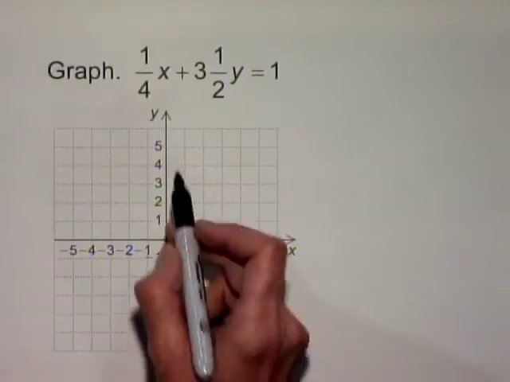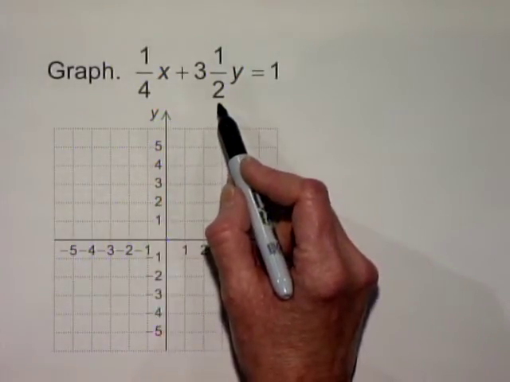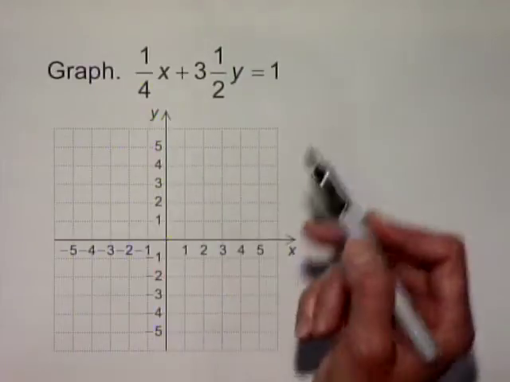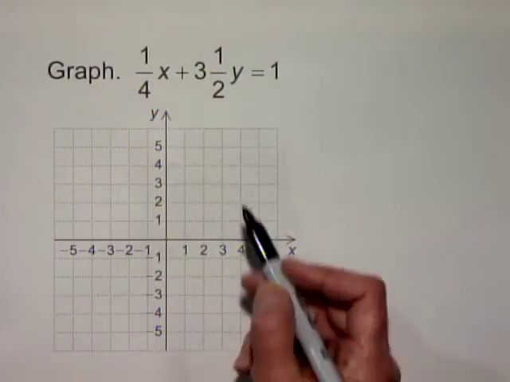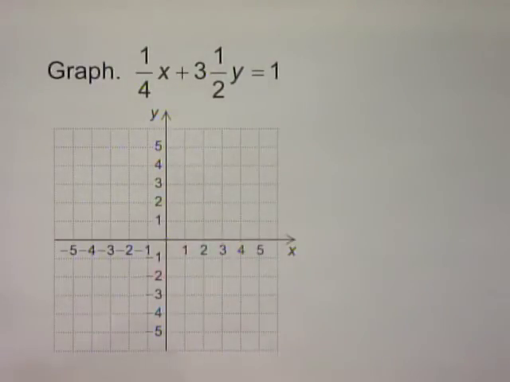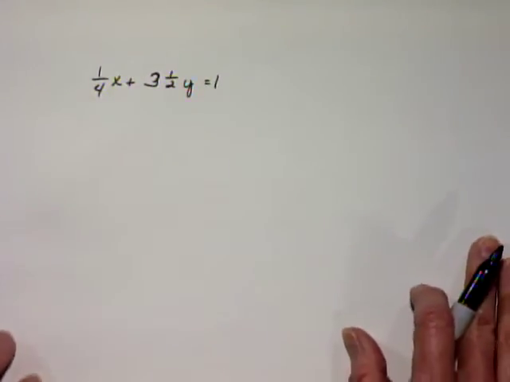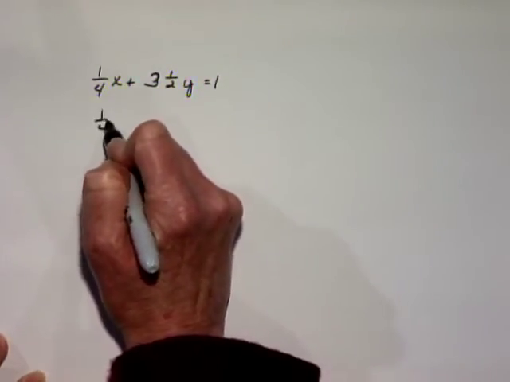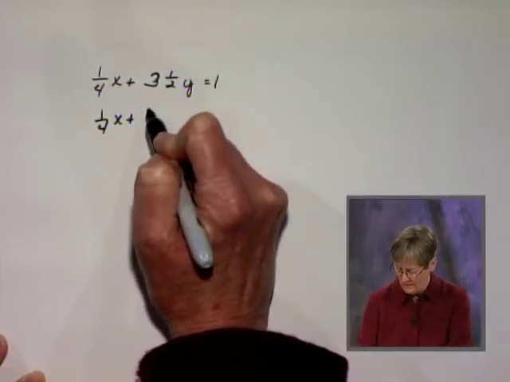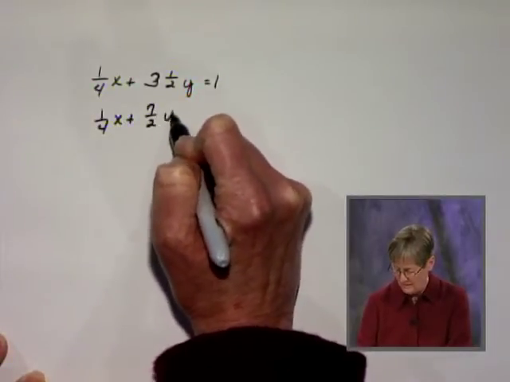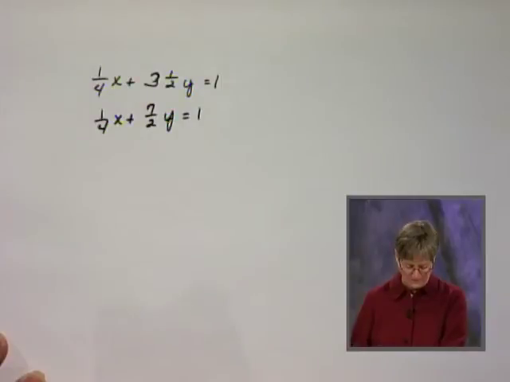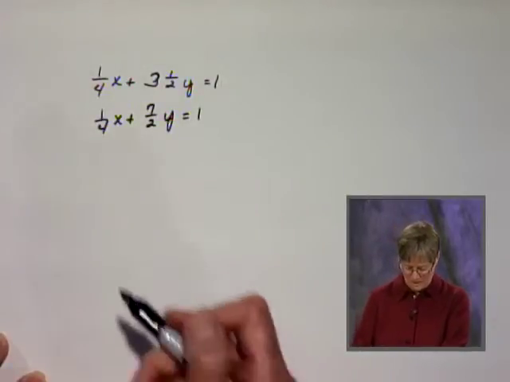And with these coefficients, since I have a mixed numeral coefficient, I think it's going to be easier to find values if I work with this coefficient in terms of a fraction rather than a mixed numeral. So let's rewrite this equation, writing 3 1/2 as 7/2. And now let's just choose some x values and find the y values that correspond.